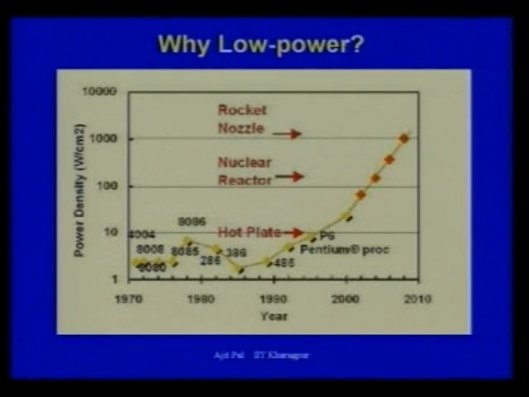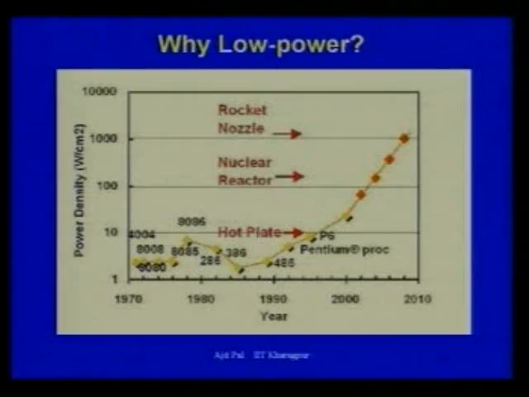So, to reduce the cost of packaging and cooling, what do you have to do? You have to develop suitable low power design methodology so that the power consumption is reduced. Second, another very important parameter is power density. What is power density? Power density is power dissipated per unit area, watt per centimeter square.